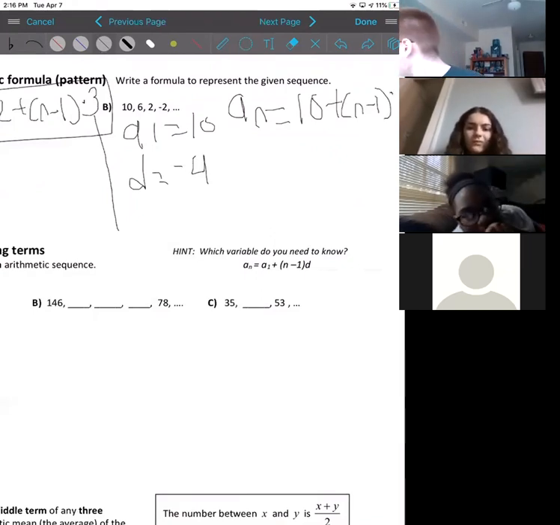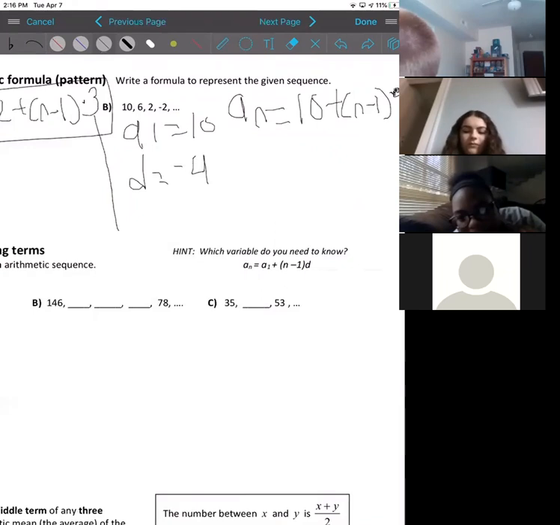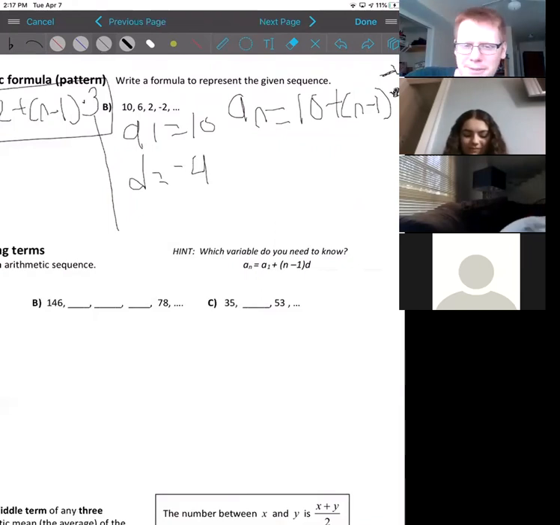If you look on, I think it's the second page of the notes, I don't know if you printed them or if you're looking at it. And then times your D, which is -4, which I'm running out of space. So times -4 at the end there.